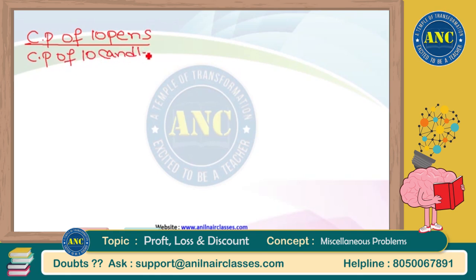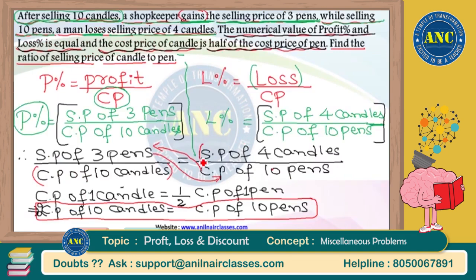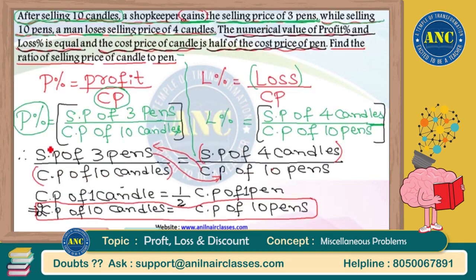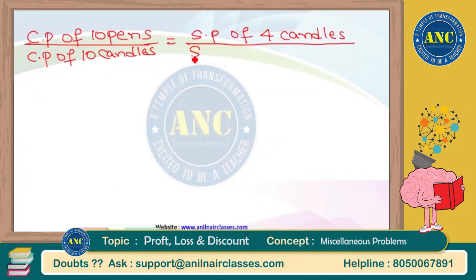This is absolutely equal to selling price of 4 candles. Selling price of 4 candles on the right side, I will keep it as it is. I will not do anything with that. Selling price of 4 candles divided by this parameter, I am shifting to the right hand side, SP of 3 pens. I just rewrote it because I did not have space there.